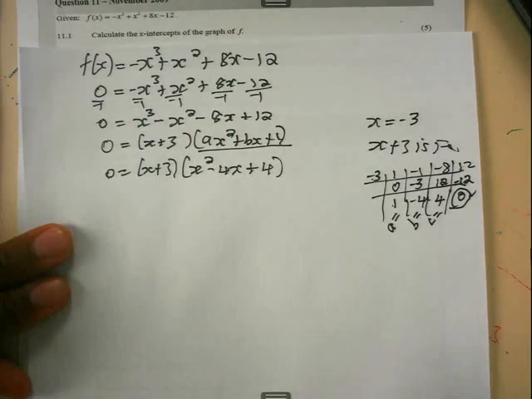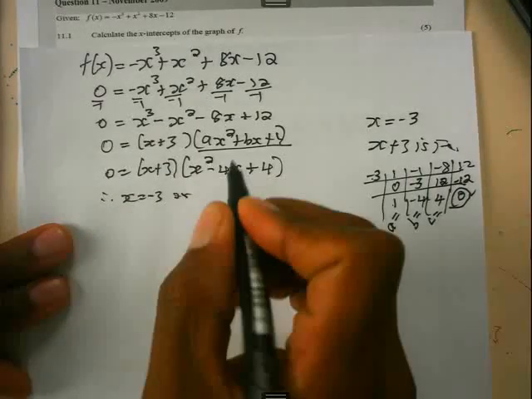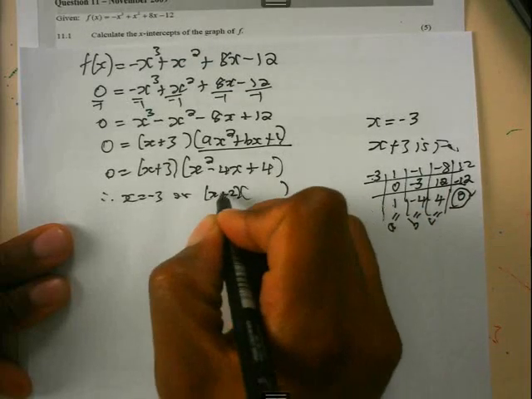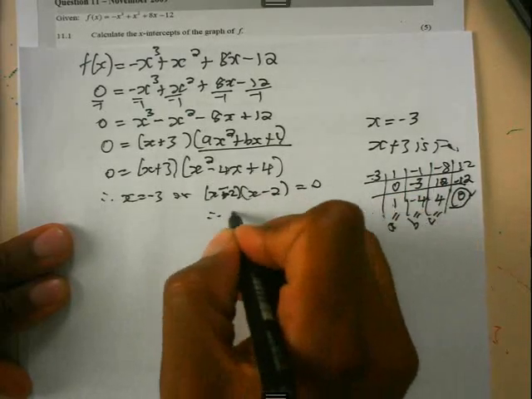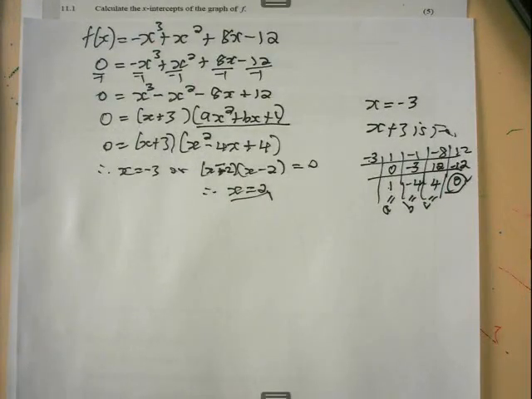Of course, boys and girls, from here I can now say, therefore, x is equal to minus 3, or then you factorize this one here. The factors here are x minus 2 as well as x minus 2 is equal to 0. Therefore, x is equal to positive 2. Right, boys and girls, these are the x-intercepts of the graph of f. Remember, first you equate f of x to 0. Then you look for a common factor. If there's no common factor, you try to group the terms. If it doesn't work, now you must use the factor theorem.